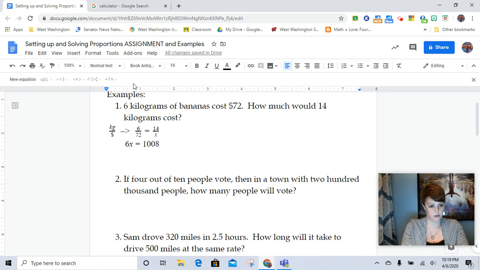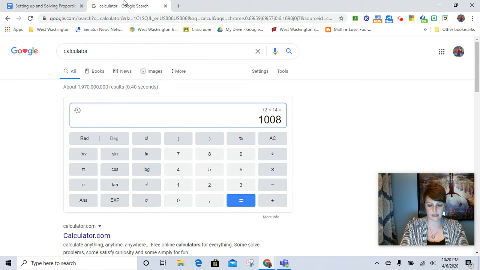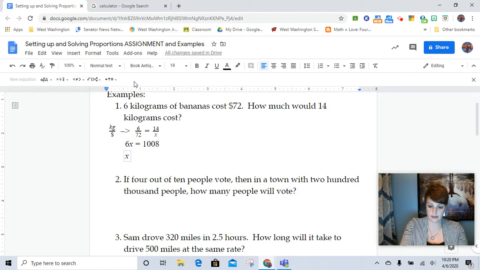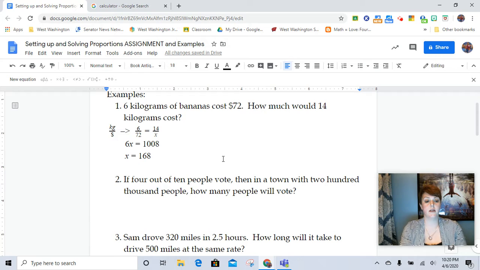I just like the equation editor for this line. Obviously, there's nothing fancy that you have to do, even on this line right here, nothing fancy. So then we're going to take 1008 and divide it by 6, which is 168. There we go. Dollars. So 14 kilograms would cost $168.